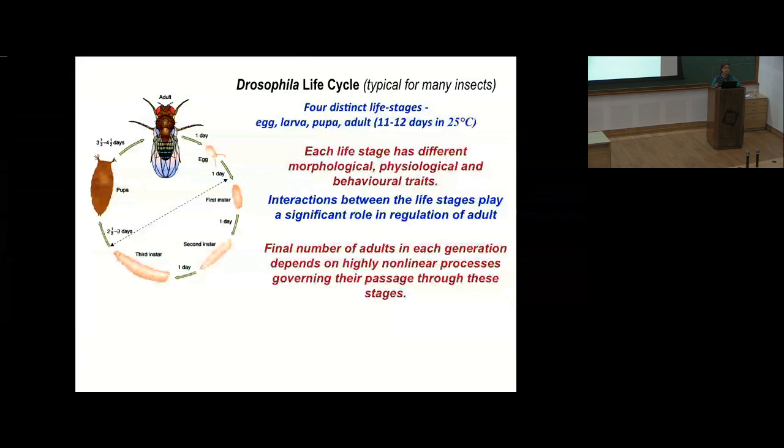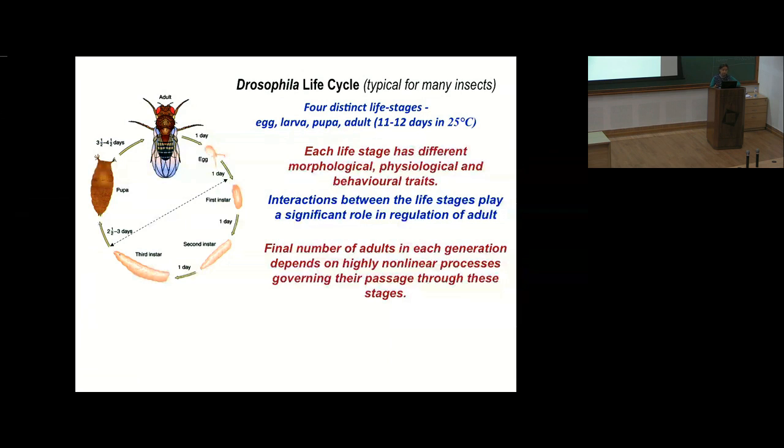Now you want to see how to put this in a model, okay? So obviously each life stage is different. It is different morphologically, physiologically. This one and this one are very different physiologically. Behaviorally, they are all different. So there has to be some understanding about how these stages interact among themselves. Let's say you started with 100 eggs. Do you get 100 adults? No. So what decides whether the number will stay the same or reduce? The final number of adults in each generation will depend on the highly nonlinear processes that govern the passage through the life stages.